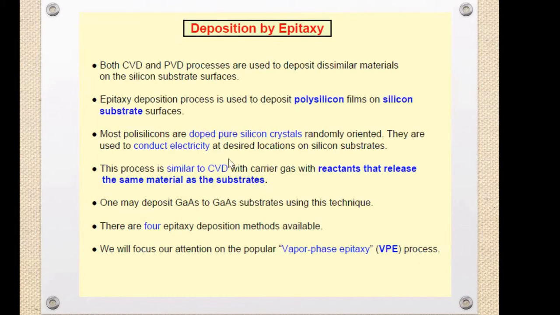The process is similar to CVD, with a carrier gas and a reactant that releases the same material as the substrate. Gallium arsenide substrates can also be used with this technique. There are four techniques of epitaxy, and the most commonly used method is the vapor phase epitaxy process.